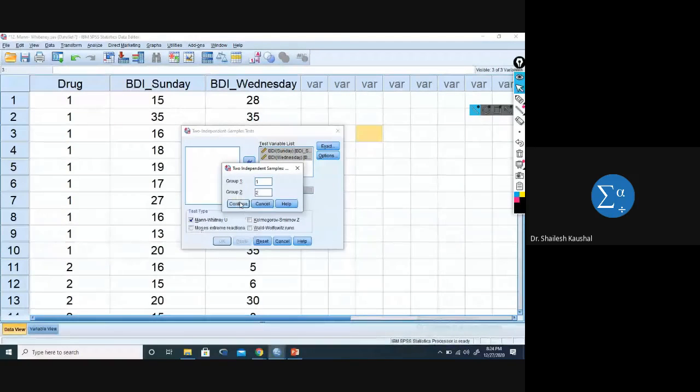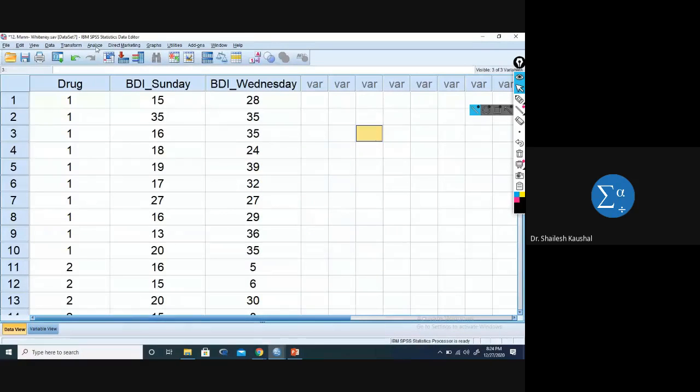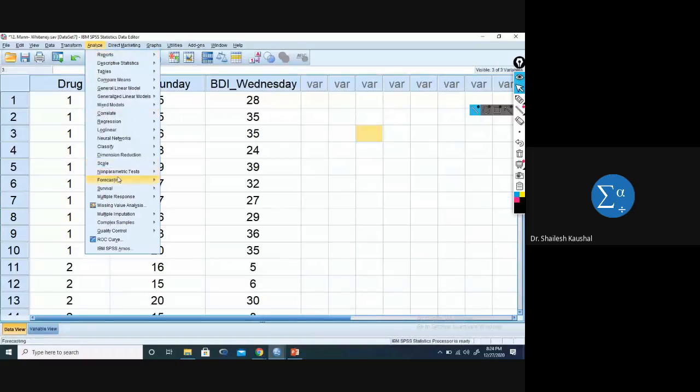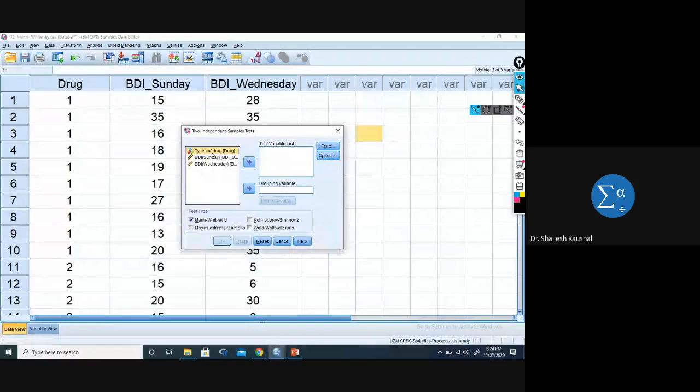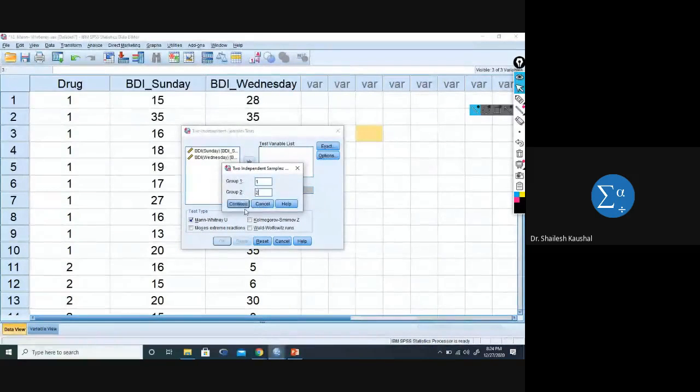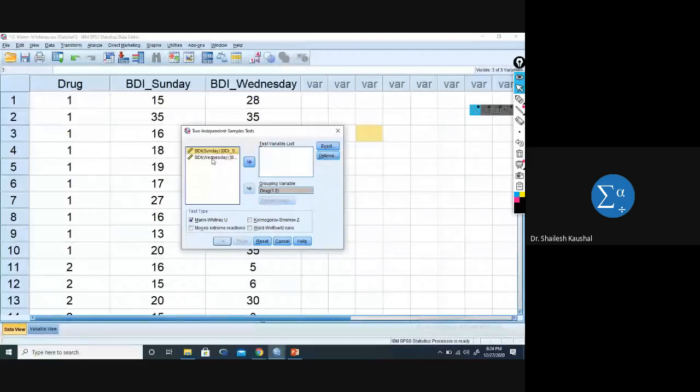Okay, and then continue, and by default it is Mann-Whitney. I'm repeating again how to perform the Mann-Whitney test. Analyze, non-parametric test, legacy dialogues, 2 independent samples, and then types of drug. I am transferring here grouping variables 1 and 2. Continue. I am selecting both the variables and transferring here, and by default Mann-Whitney, I do not need to tick it, and then okay.